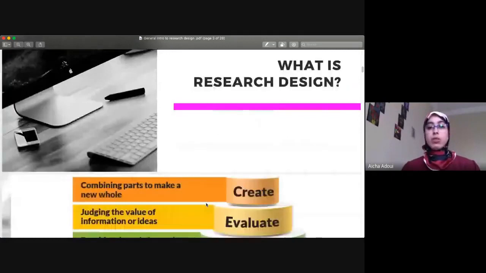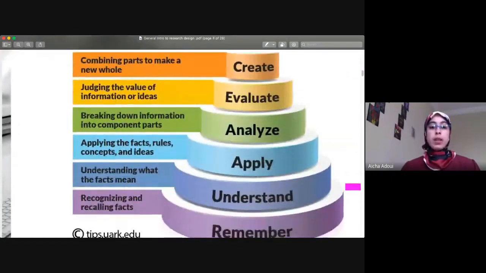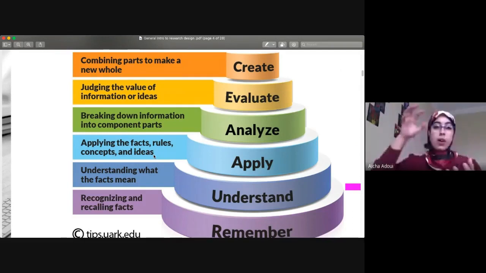Right, so what is research design? Something that I like to personally do is link research design with Bloom's taxonomy. Again, for those of you who are familiar with language teaching or with teaching in general, they know that Bloom's taxonomy is used in classrooms in order to connect with lower thinking and the higher thinking of students in their learning journey or in their acquiring a certain language journey.